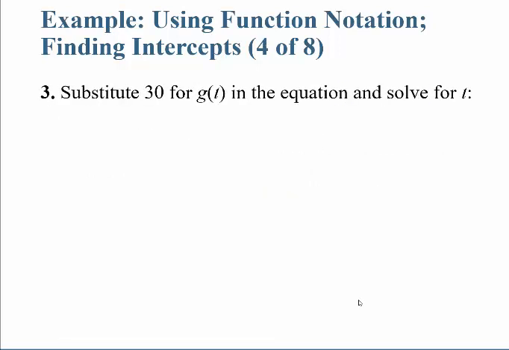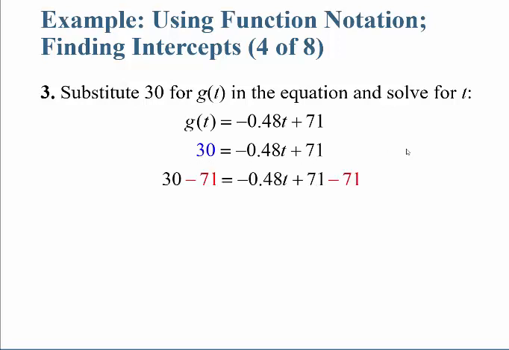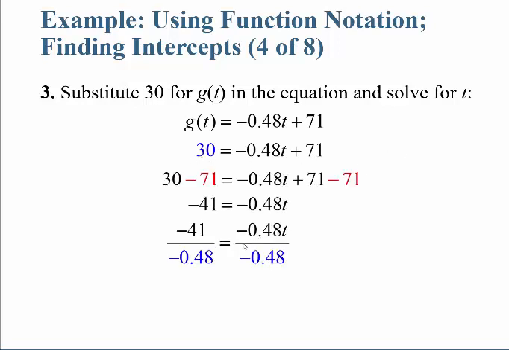Okay, next one, substitute 30 for g of t in the equation to solve for t. So what I'm asking you is, in what year were 30% of people smokers? So I'm going to replace g of t with 30, subtract 71 over. Now I'm going to divide by negative 0.48 after I do this subtraction. And I get t is equal to roughly 85.42.